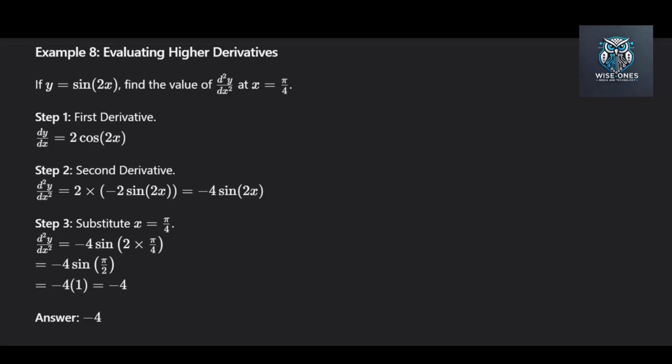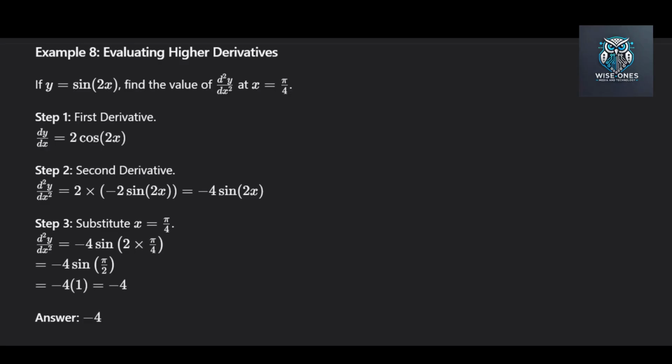If y equals sine of 2x, find the value of d squared y over dx squared at x equals pi over 4. Step 1. First derivative. Use the chain rule. Outside is sine, inside is 2x. Derivative of sine is cosine. Derivative of 2x is 2. So dy/dx equals 2 cosine of 2x.